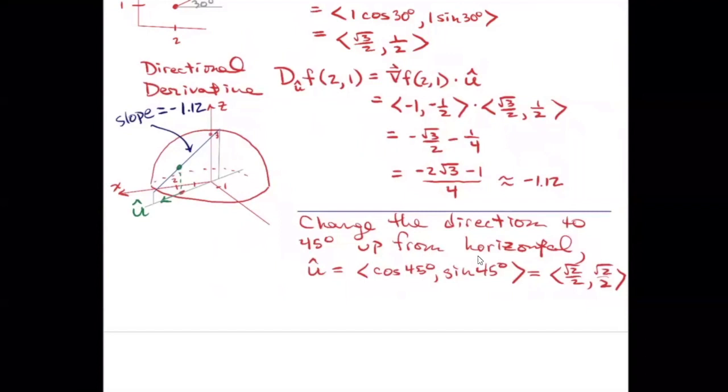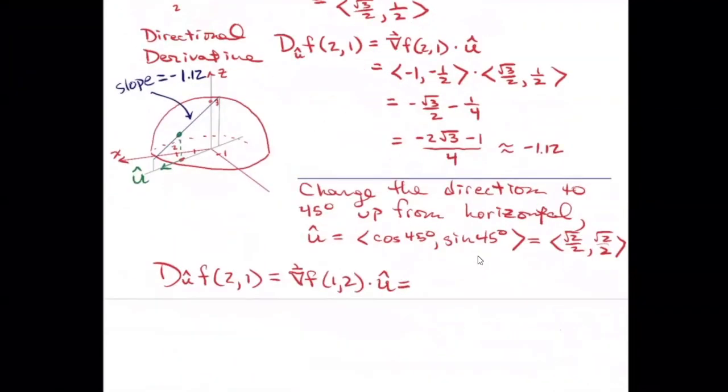And now the directional derivative would be D_u f at 2, 1 again. Still the same point. But you're going to take the gradient of f at 2, 1 and dot it with the new direction. And that will give a different slope. So the gradient of f, that was 1, negative 1, negative a half. And you're dotting with root 2 over 2, root 2 over 2.